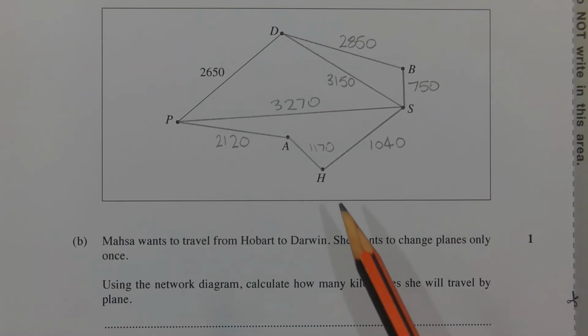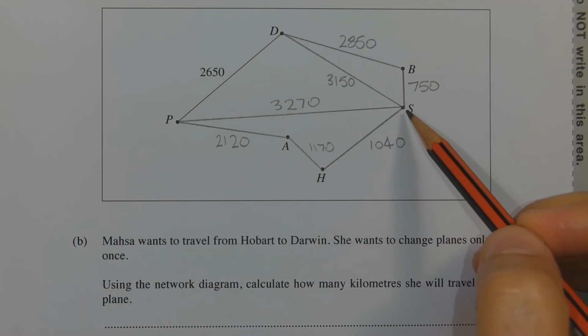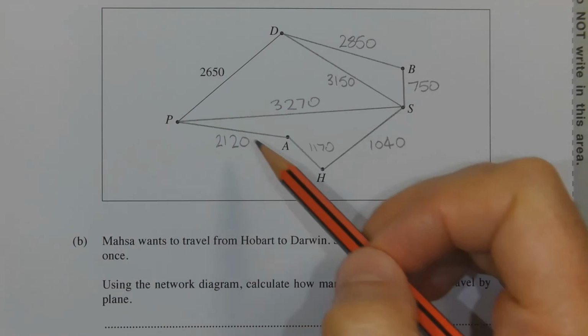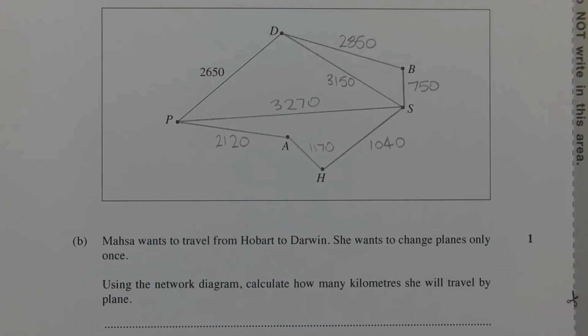Marcia wants to travel from Hobart to Darwin, but only wants to change planes once, which means there must only be one vertex in between Hobart and Darwin. So by inspection, the only path that Marcia could take is via Sydney. Any other way would mean that she'd have to change planes more than once.